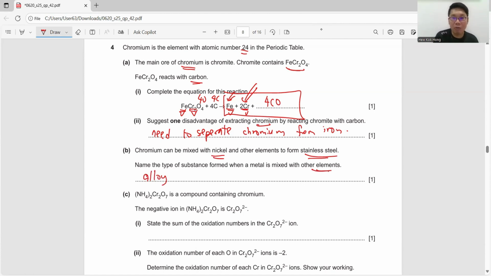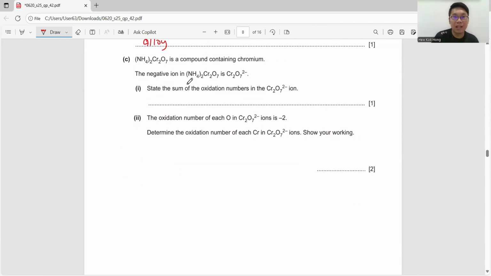This is a compound containing chromium. The negative ion of this is this, which is here. State the sum of oxidation numbers in this ion. The question already mentioned it, so the sum of oxidation numbers is just -2. The oxidation number of O in this is -2.